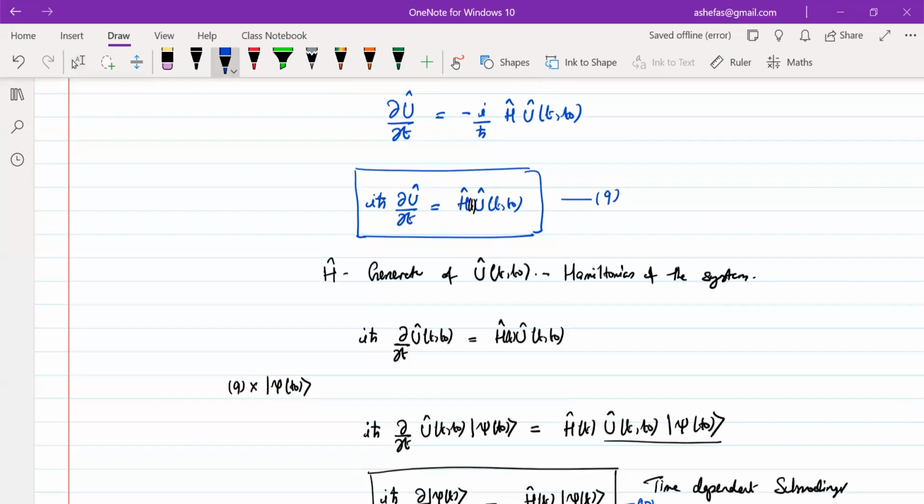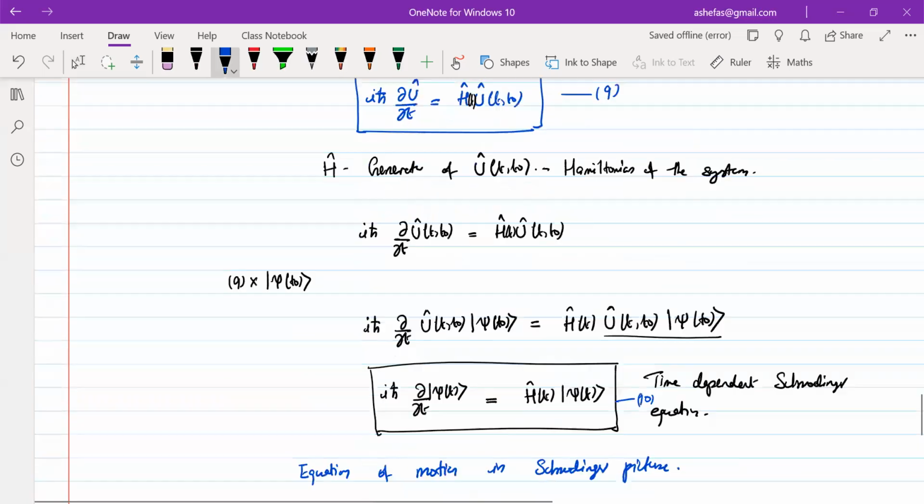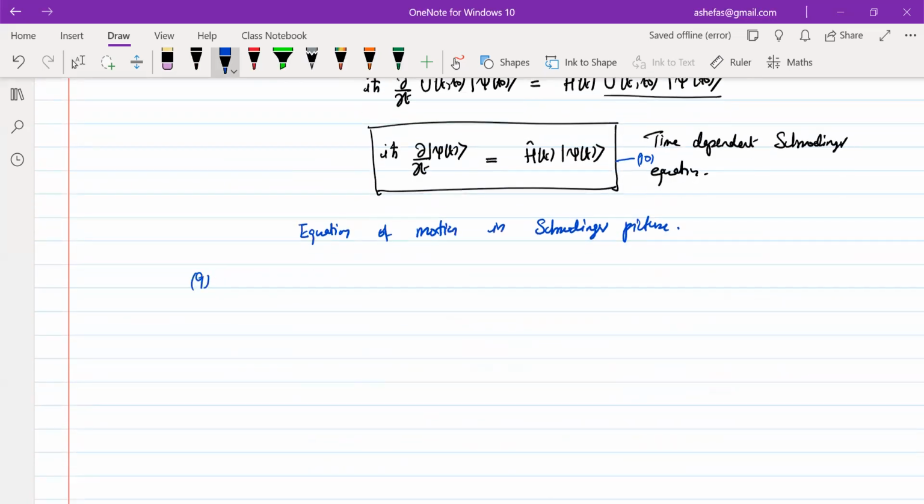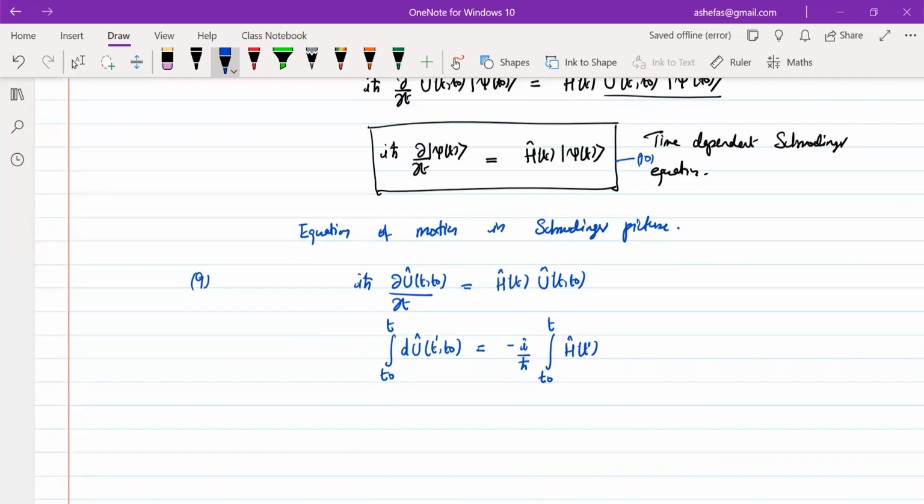So we already have a differential equation for the unitary operator. We can have an integral equation as well. So equation number 9 gives iħ ∂U(t, t0)/∂t equals H of t U(t, t0). So just integrate on both sides. Better to put an integration variable t prime. Then it will become minus i by ħ integral t0 to t of H of t prime U(t prime, t0) dt prime.